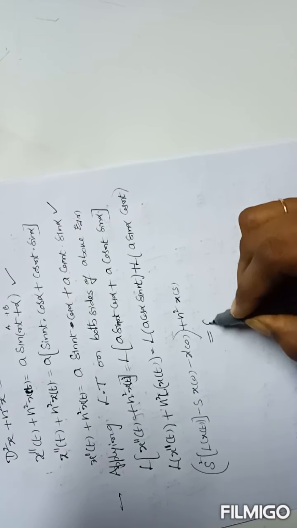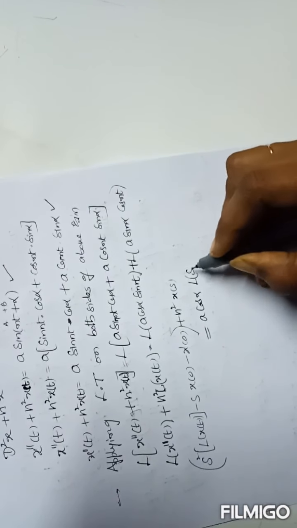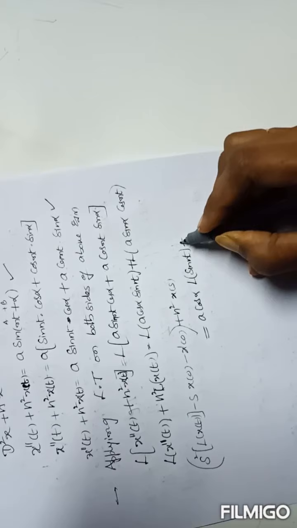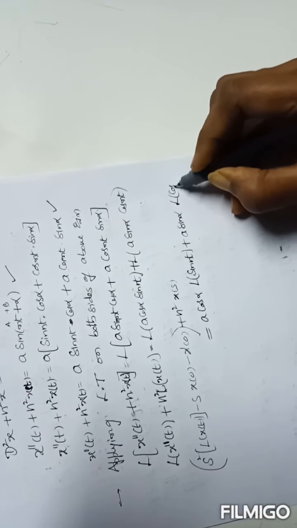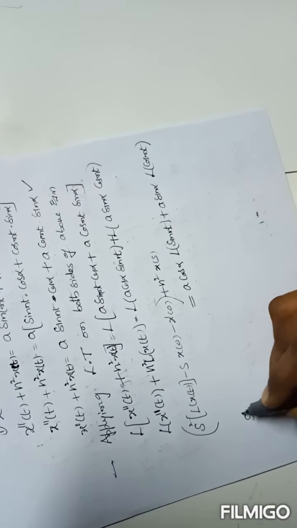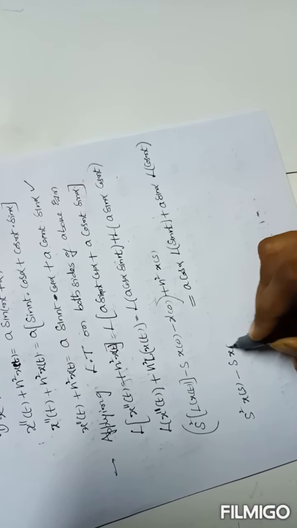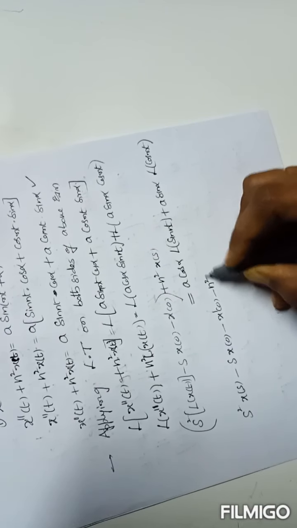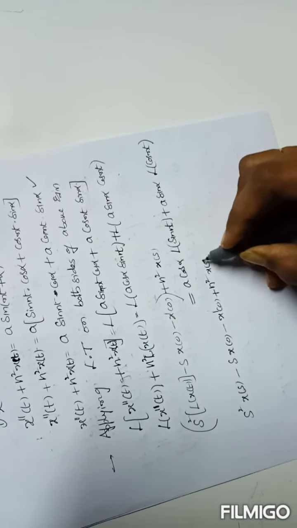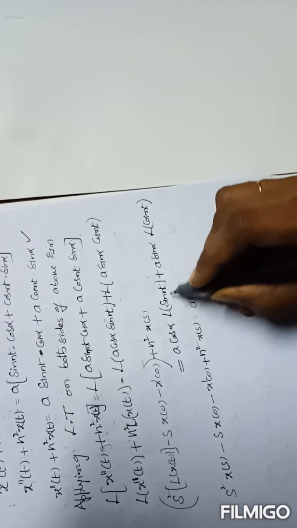According to this, the constant a cos alpha is outside, and L operates on only sin nt. Similarly, here also a sin alpha is a constant, written outside, and L operates on only cos nt. After that, just open the brackets. S square L of x of t is written as x of s, minus s x of 0, minus x dash of 0, plus n square x of s. Here a cos alpha, this is L of sin at form.